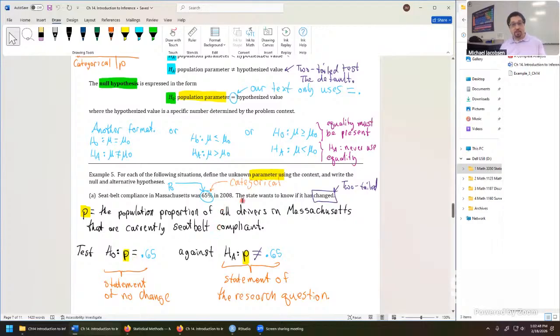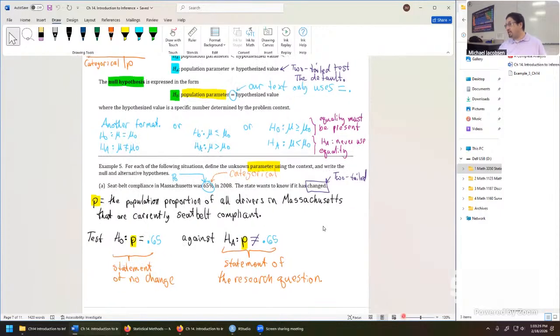But this problem says the state wants to know if that has changed, and that's what we're seeking evidence for, a change in the population. So the null is a statement of no change whatsoever. We just took the value from historical data and said that population proportion p is 0.65. When the state wants to know if it has changed, we formed the two-tailed alternative hypothesis. The parameter p is not equal to 0.65. Then, if we had the raw data, we could start calculating p-values, make a decision if we're going to reject the null in favor of the alternative or fail to do so.